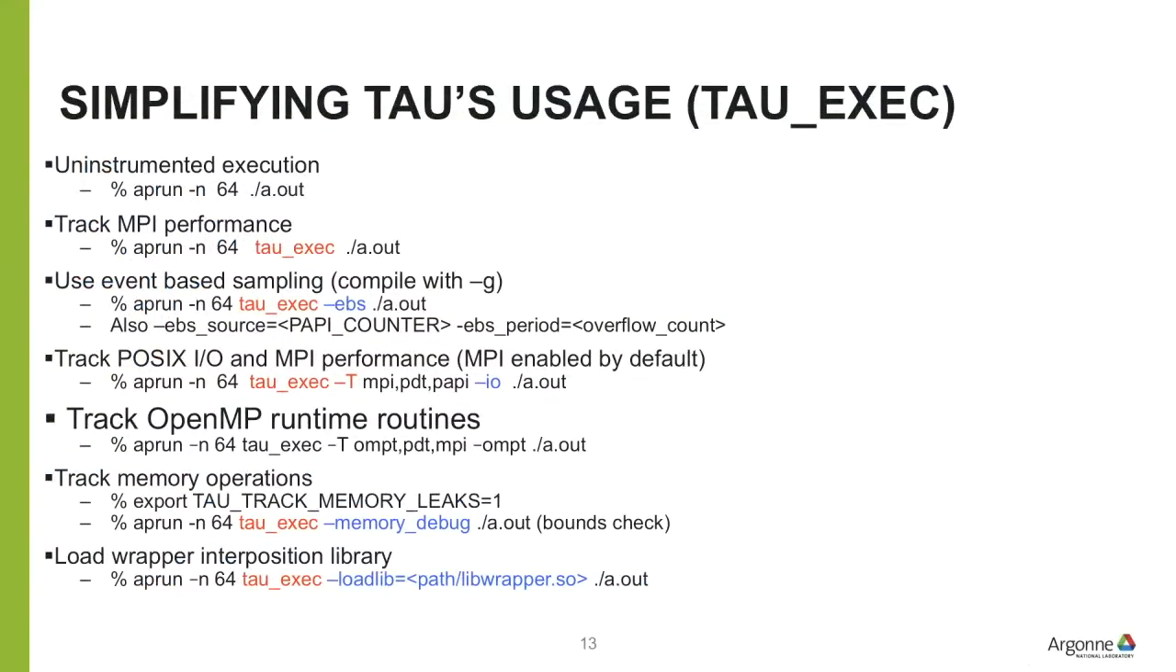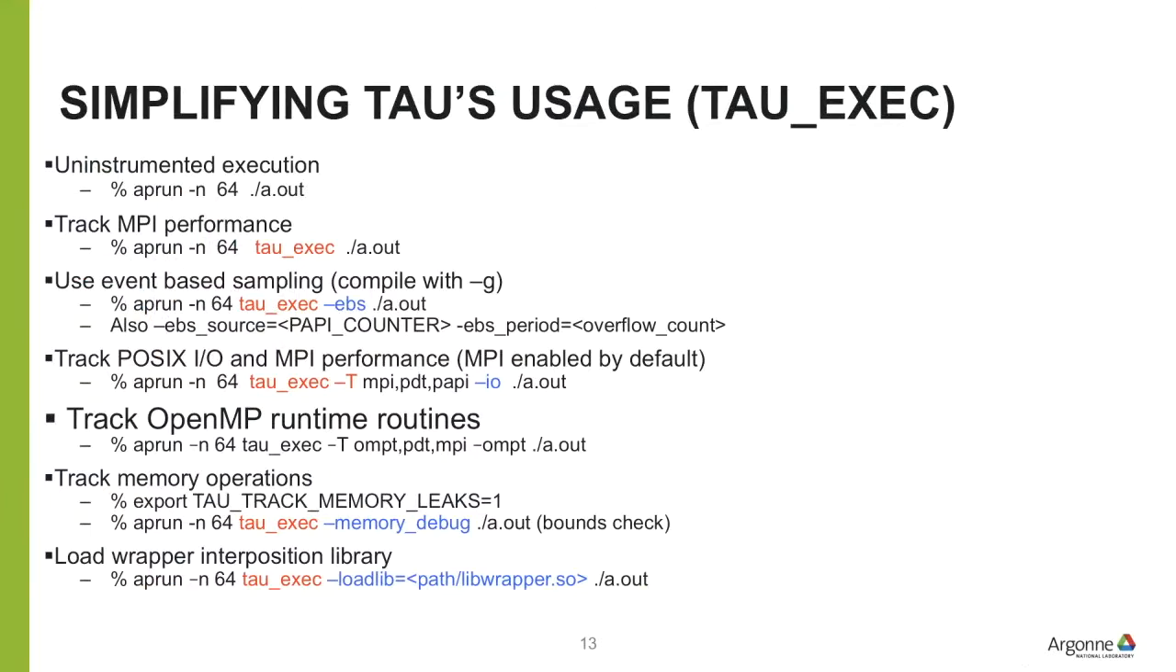So if you have an uninstrumented application and you run it like this with aprun, such as aprun -n64 a.out, then to track the performance of just the MPI, we can say tau_exec a.out instead of a.out. If you want to enable event-based sampling, you would compile the program with -g so that the symbol information is preserved, and then say tau_exec -ebs, or event-based sampling, a.out. And this will generate profile files that show you the contribution of individual statements.